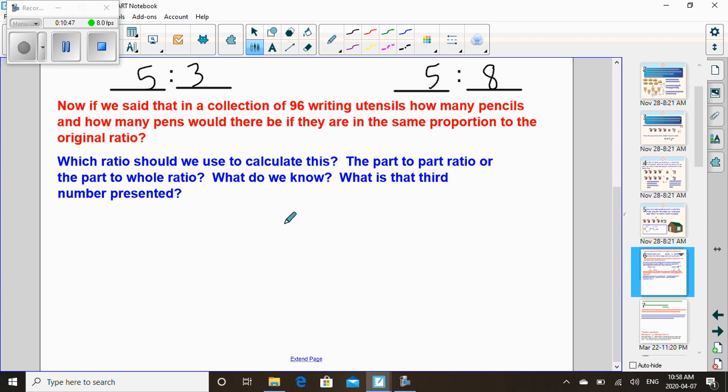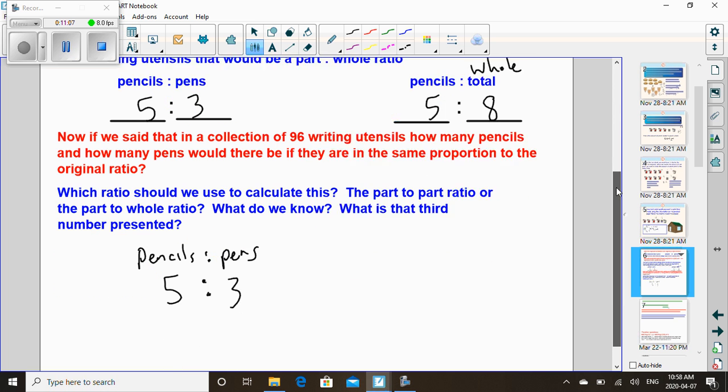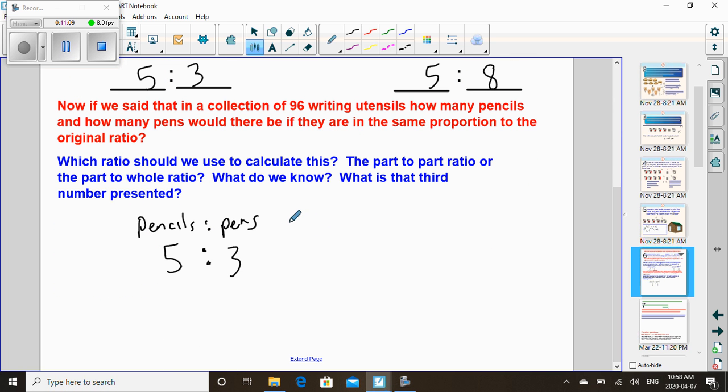What do we know? Well, we know pencils to pens is 5:3, right? We know that part. Let me just check that. Yeah, pencils to pens. I just wanted to make sure I was writing this the right way. What's the third number? The third number is 96. Now 96, does that represent pencils? No. Does it represent pens? No. Does it represent total? Yes, it does. It's the total.